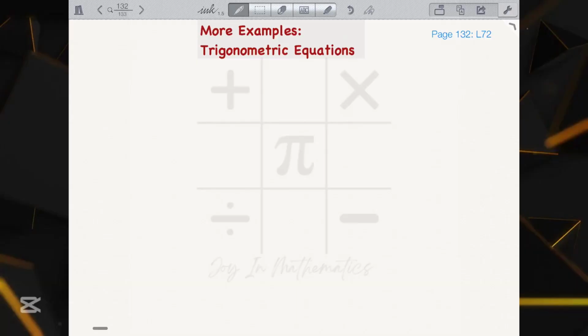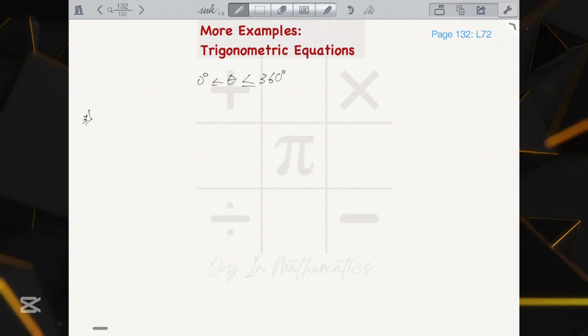Now let's take more examples on trigonometric equations. We recall that all we have to do while solving trigonometric equations is to find the value of theta ranging from 0 degrees to 360 degrees. So now let's have another example.